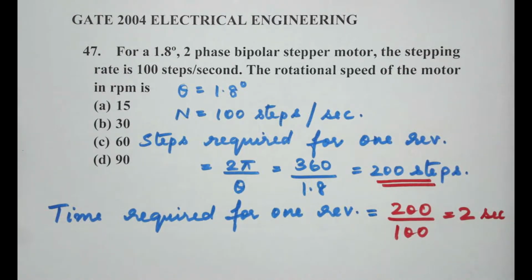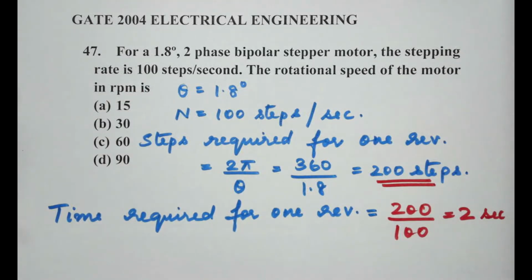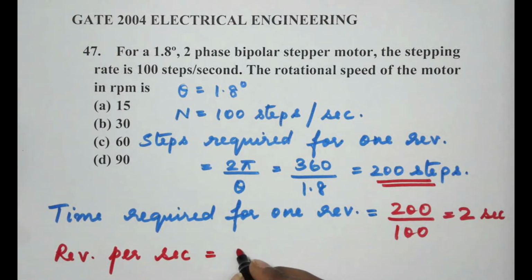Now next we have to calculate revolution per second. If we calculate what is revolution per second, we can then calculate what is revolution per minute. So that's our next step. Revolution per second would be 1 divided by 2, and that's 0.5. So revolution per second is 0.5.